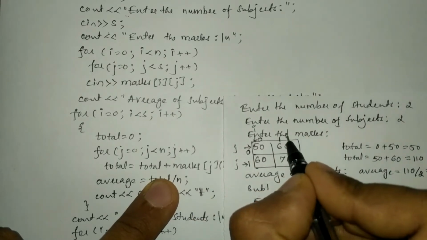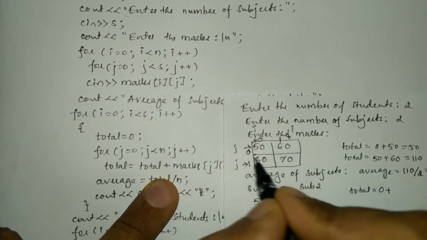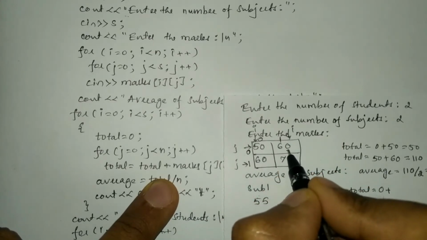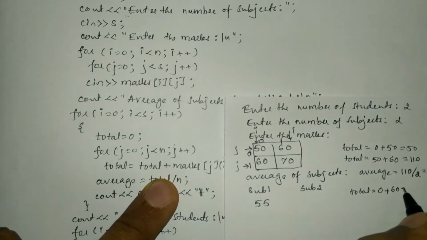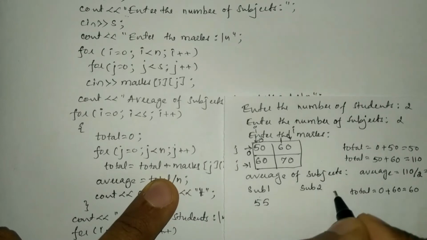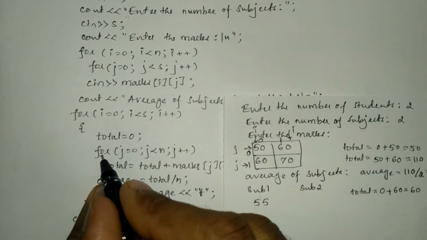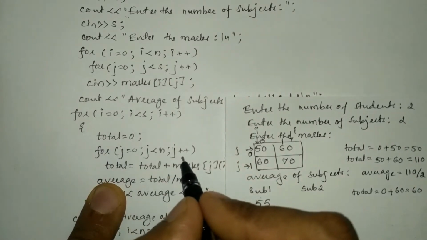So here I is pointing to 1. So J is 0, I is 1 consisting of 60. So 60 plus 0 gives us 60. 60 will be stored in the variable called total. So once again control transfers to inner for loop by incrementing the value of J by 1.